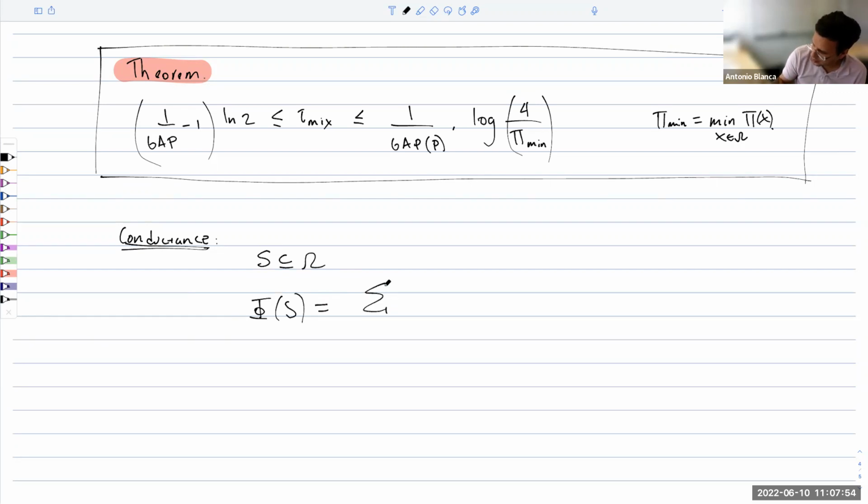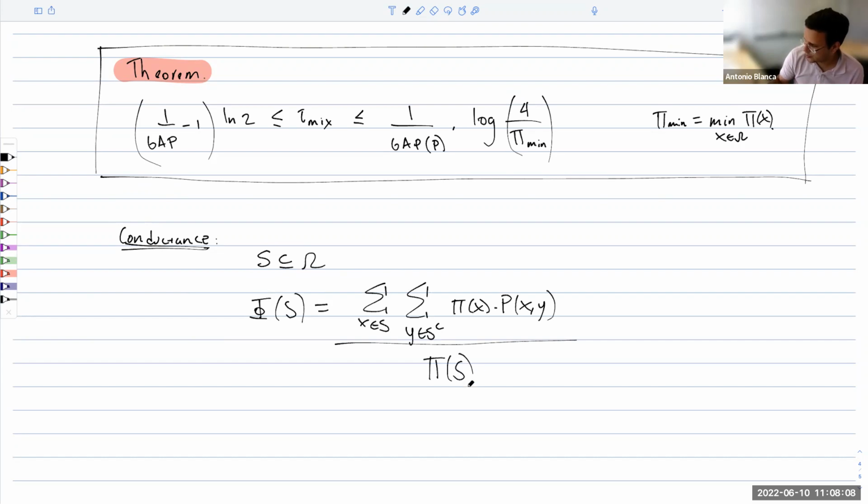So we sum over all the elements in the set, we look at all the elements outside of the set, and we look at the probability of the chain transitioning from S to outside of S, and we look at the ratio of this with the probability of S. So this is the conductance of S.